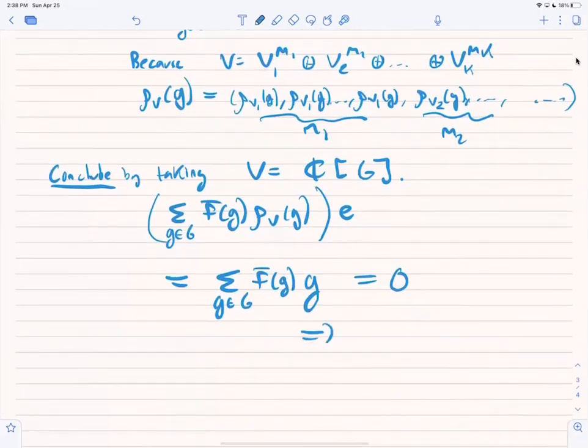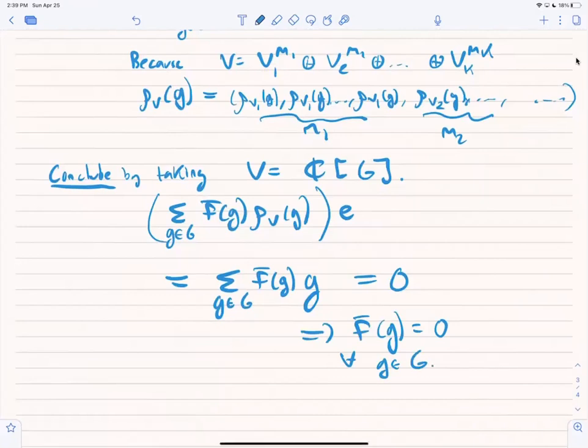But these different symbols g in the regular representation are a basis for the regular representation. That implies f bar of g is equal to 0 for all g in G. Okay, and that's what we wanted to do, right?